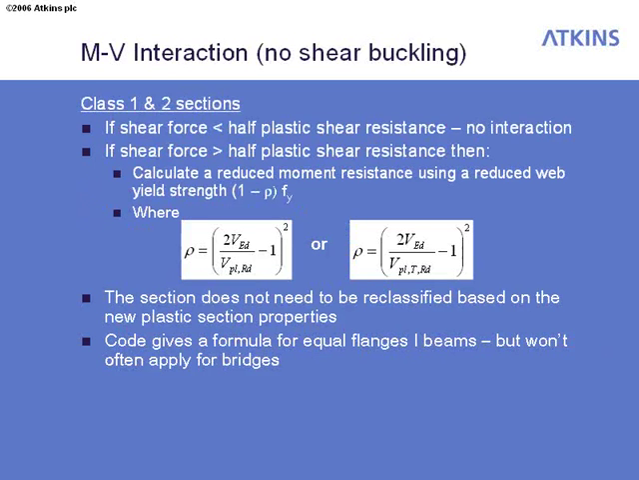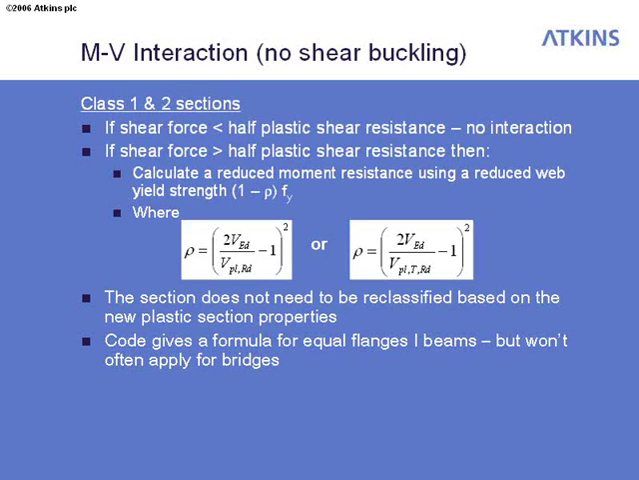The first thing we'll do now is we'll start off looking at class 1 and 2 sections, and we'll consider a case where we don't have any shear buckling. And basically, it's the sort of easiest case to start considering. If the shear force is less than half the plastic shear resistance, you don't have any interaction at all with the moment. If you have a shear force that's greater than half the plastic shear resistance, then you have to allow for some interaction with the section.